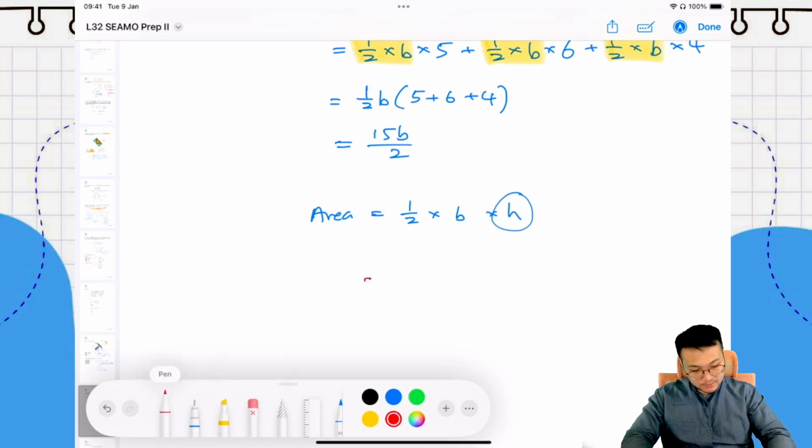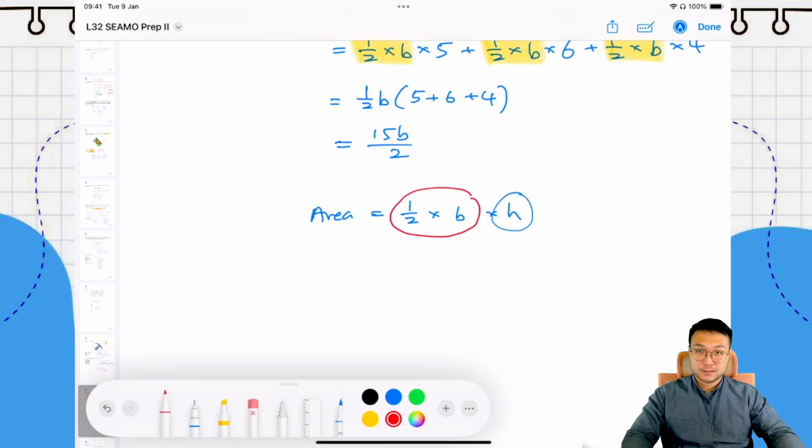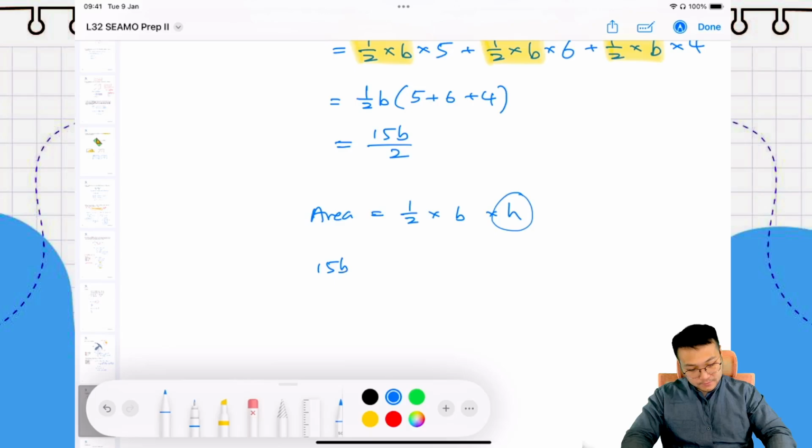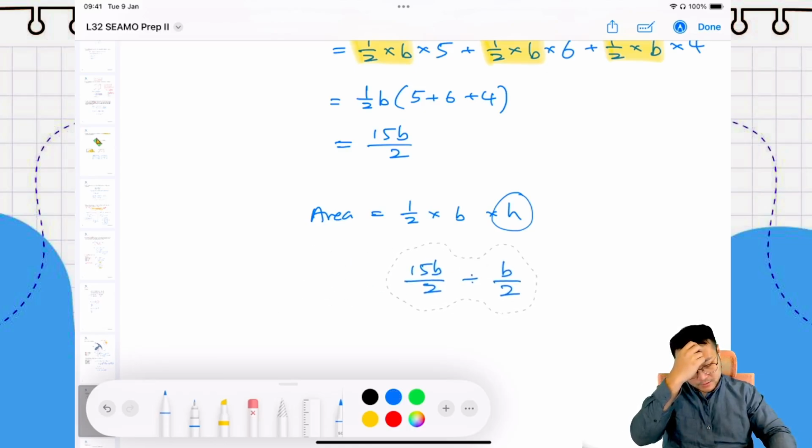Base and yes, you must divide by half, and you must also divide by the base. Am I right? Yes. Okay, so we must take the area divided by half base. So the area divided by half of the base, yes? Yes. And that will give me the height.